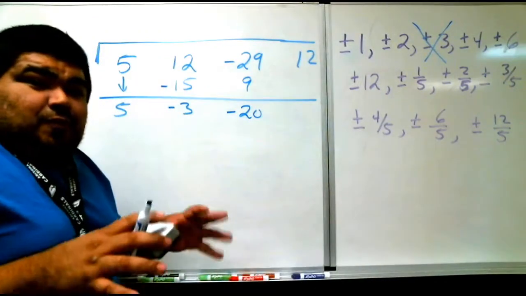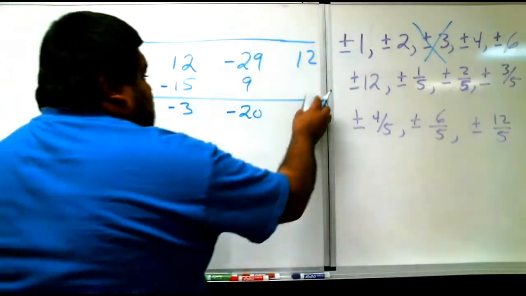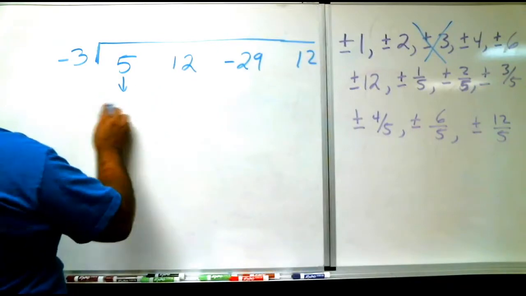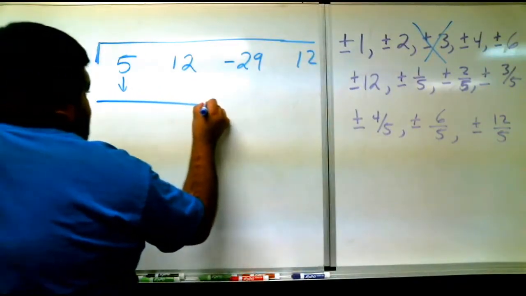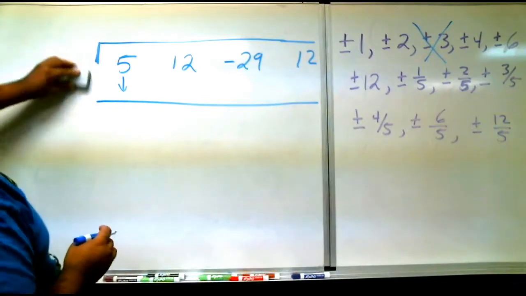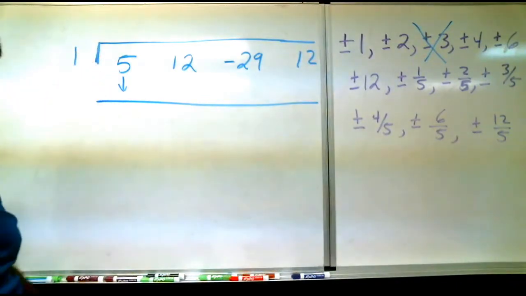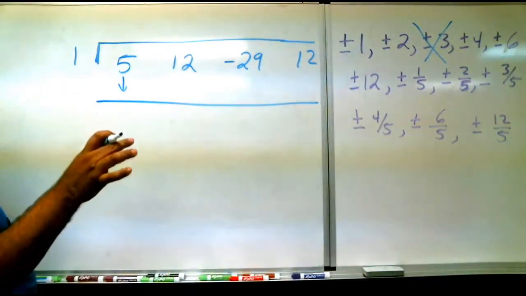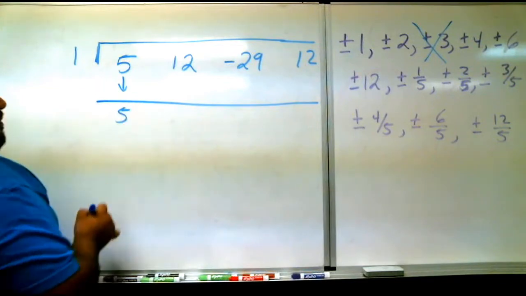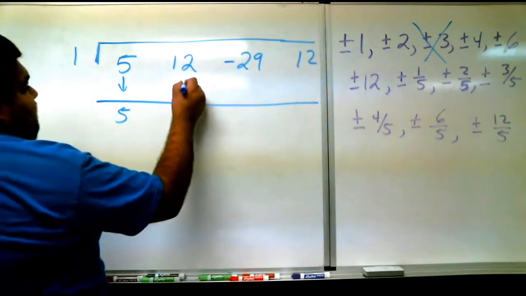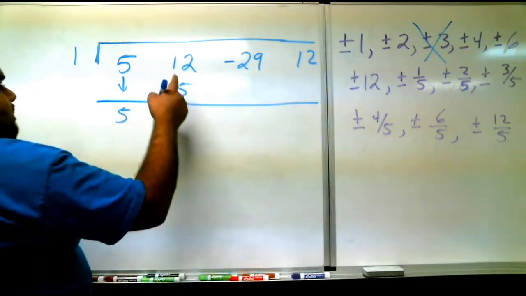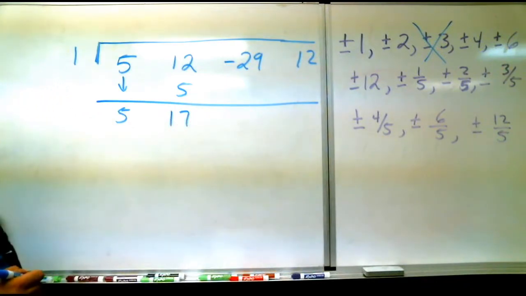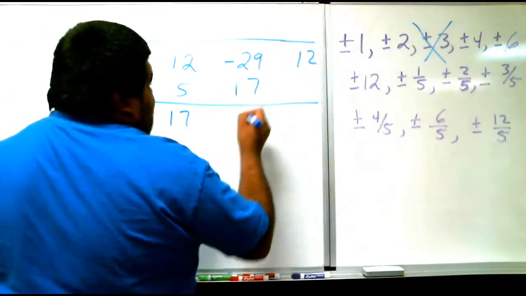I'm just going to skip this a little forward because we still have a long way to go. I'm going to choose one that already works out. For ours, I'm going to choose a 1. Okay. Because 1 works out. 1, and it's positive. 1 times 5, because remember, the 5 comes down. 1 times 5 is 5. 12 plus 5 is 17. 17 times 1 is 17.